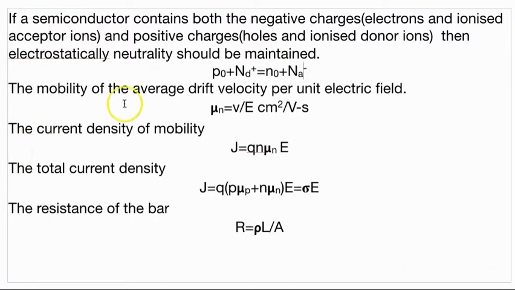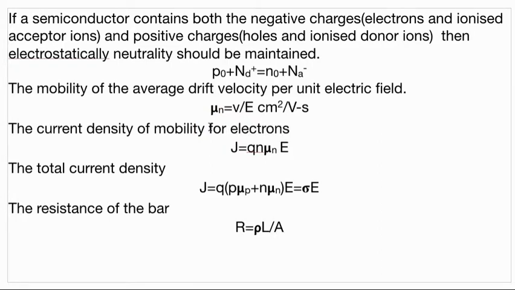The mobility is the average drift velocity per unit electric field: mu n equals velocity divided by electric field, which is in centimeter square per volt second. The current density due to mobility is J = q n mu n E. I would say this is for electrons.